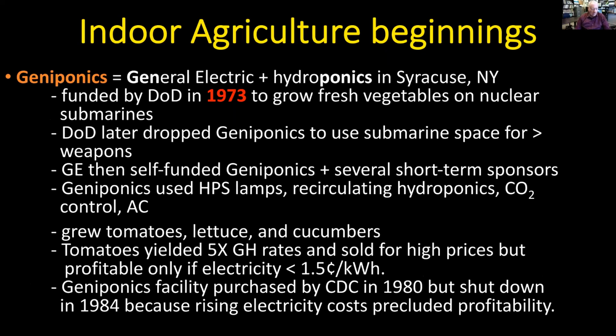Even though growth chamber and phytotron research with plants has been going on since the 1950s, we think that one of the first CEA enterprises was Genoponics, a synthesis of the words General Electric and hydroponics, that opened in Syracuse, New York in 1973. Genoponics initially had funding from the Department of Defense to grow fresh vegetables on nuclear submarines that would stay submerged from 6 months to a year at a time.